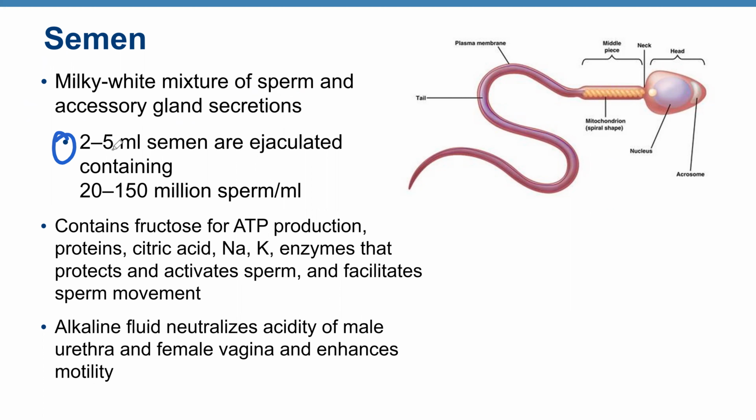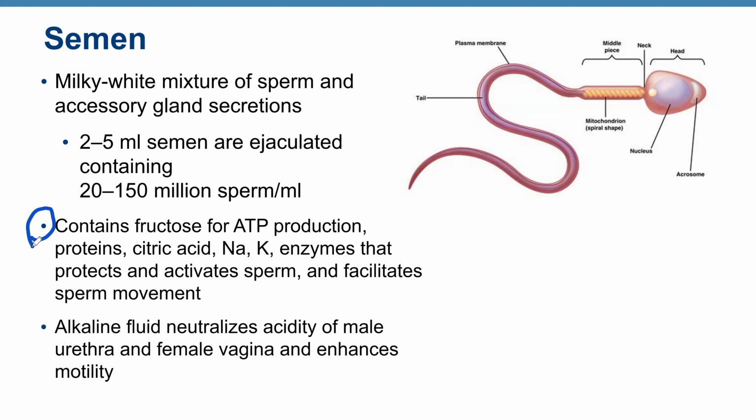So 2 to 5 milliliters of semen are ejaculated during one intercourse, and they contain 20 to 150 million sperm per milliliter. So it's a lot of sperm. Imagine if you have 250 million per 1 milliliter, and then 5 milliliters are ejaculated, then it's more than a billion sperm in one ejaculate.